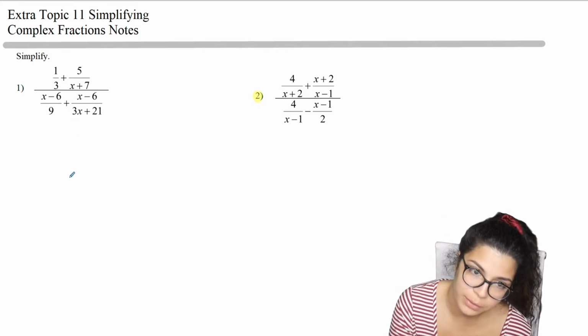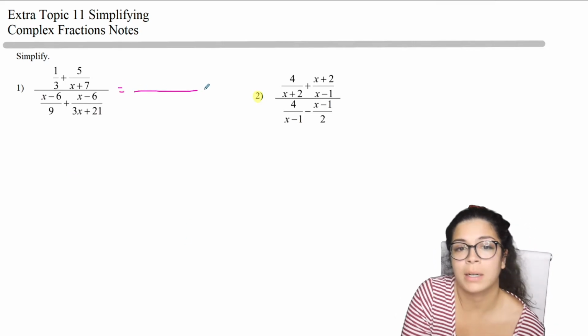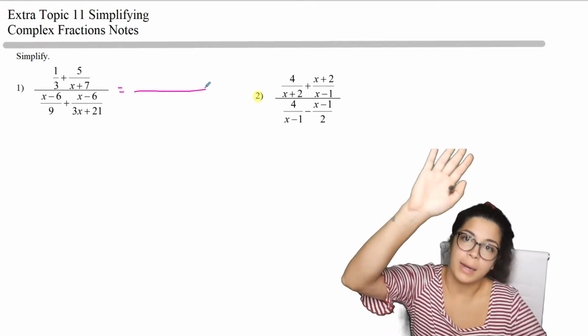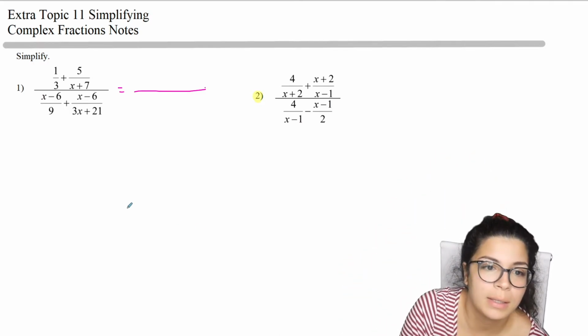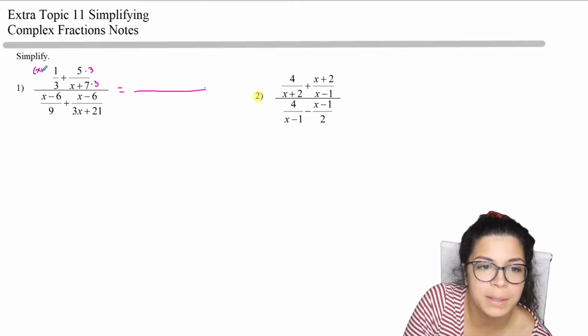So first start with the numerator. Remember, you need to consolidate it into one fraction over another fraction. So let's consolidate the numerator, multiply this fraction by 3, and then multiply this fraction by x plus 7.